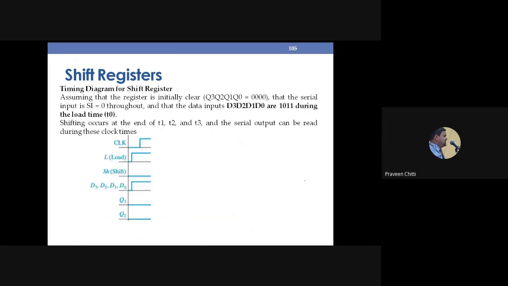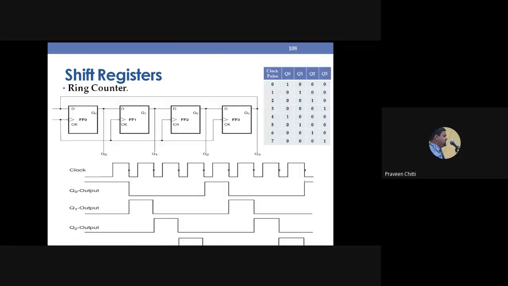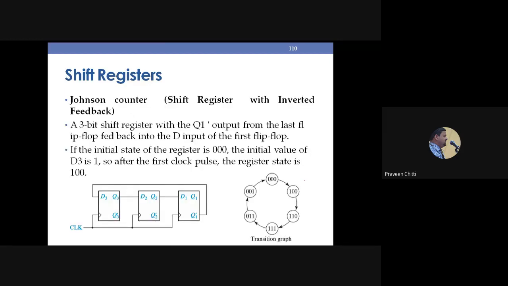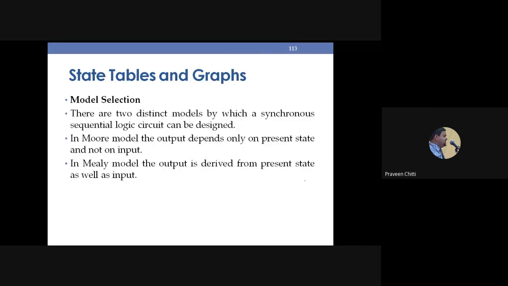These are the shift registers, and the special universal shift register also. We can perform shift right, left, timing diagram, all these things. Then how we can construct a Johnson counter from the shift register and the ring counter from the shift register. That's what we are going to study.